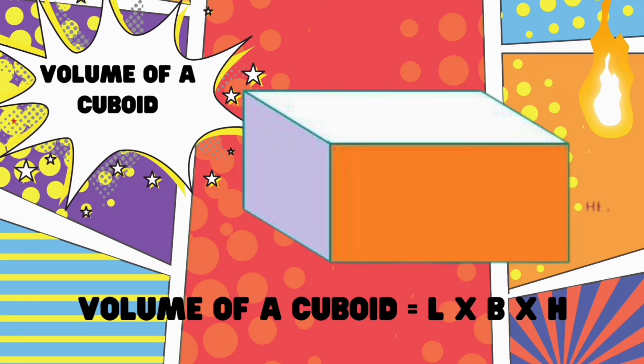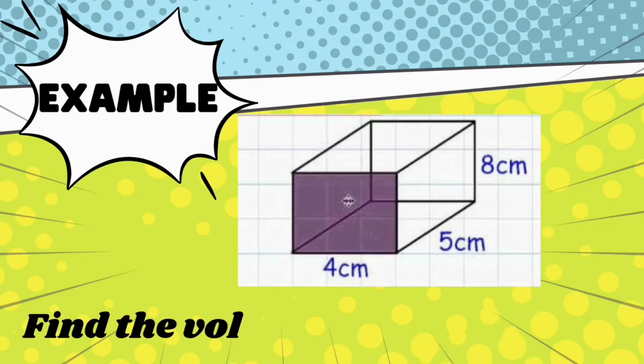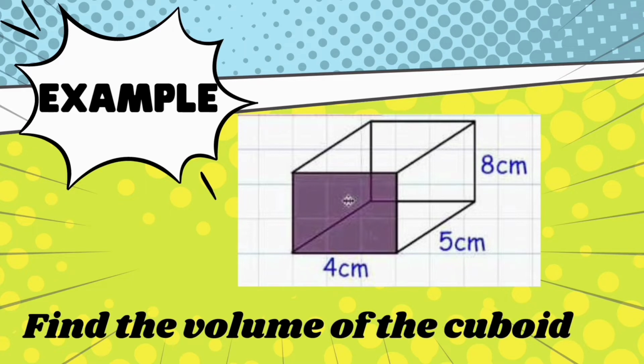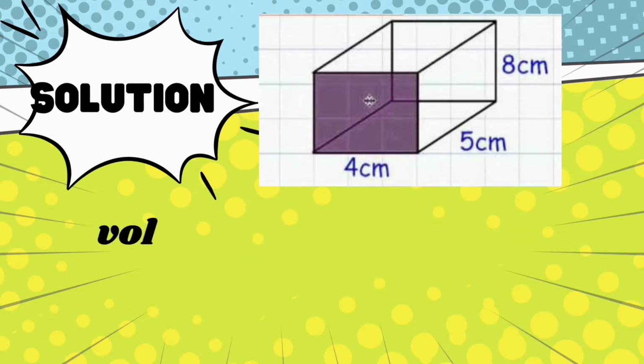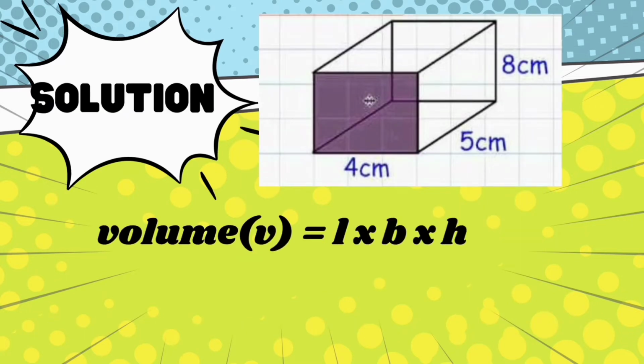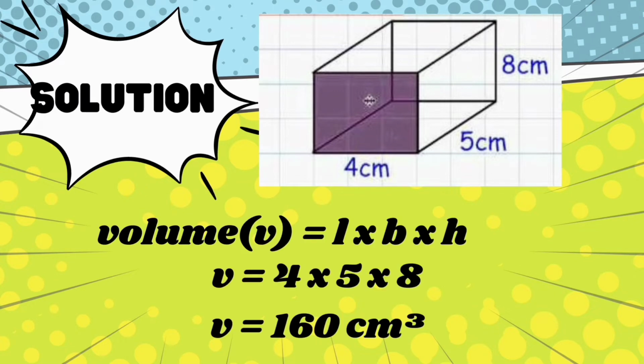The next thing I'll be teaching you is how to find the volume of a cuboid. The volume of a cuboid is the length times the breadth times the height. Let's take this example. Find the volume of the cuboid on the screen. You substitute the parameters given into the formula, length times breadth times height. So the volume of the cuboid is equal to 4 times 5 times 8, which is equal to 160 centimeters cubed.